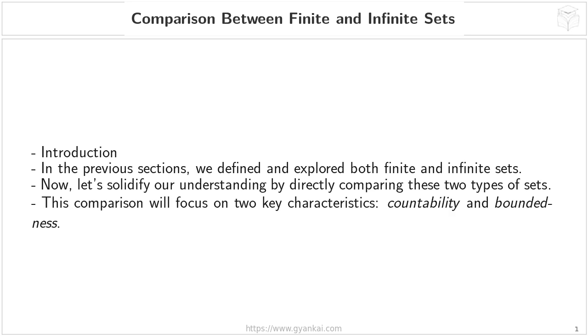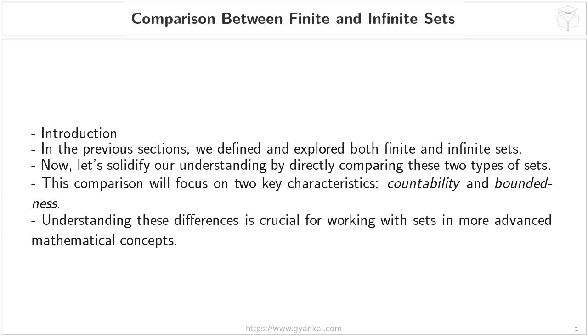We're going to focus on two main ideas when we make this comparison: countability and boundedness. Countability, as the name suggests, has to do with whether we can count the elements in a set, and boundedness relates to whether the set has a limit, a beginning and an end, so to speak. It's really important to understand these differences because they'll become building blocks for more complicated math later on.